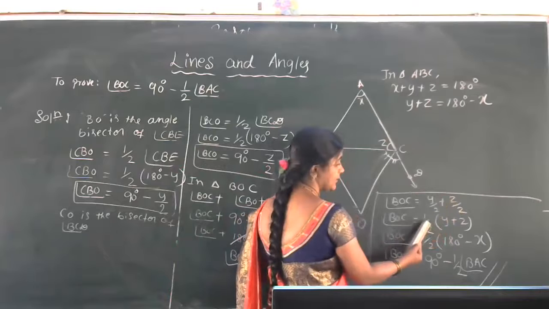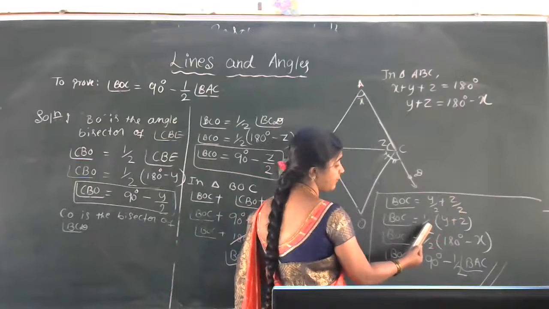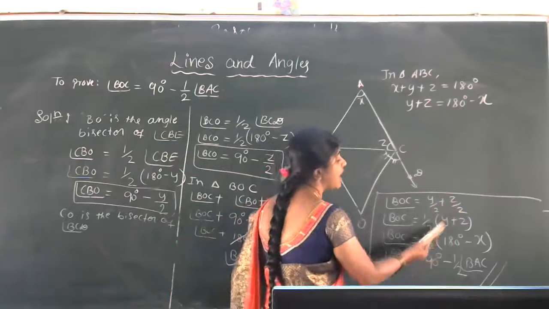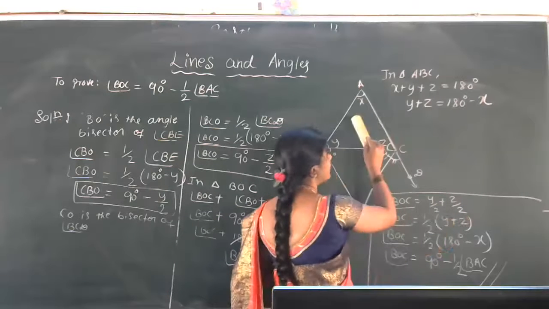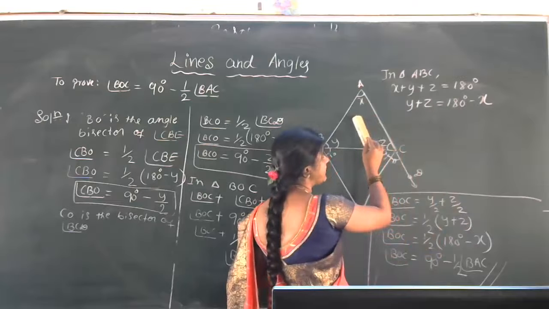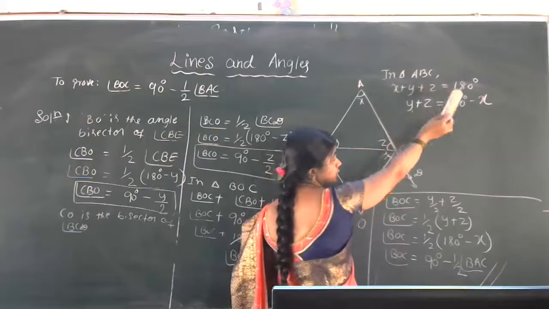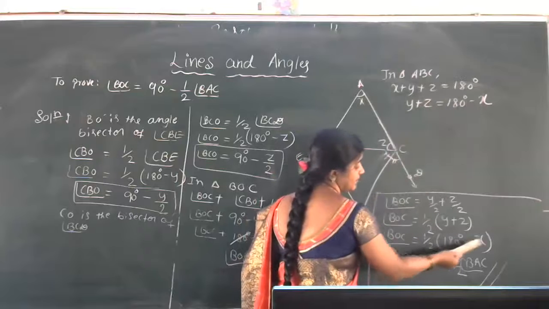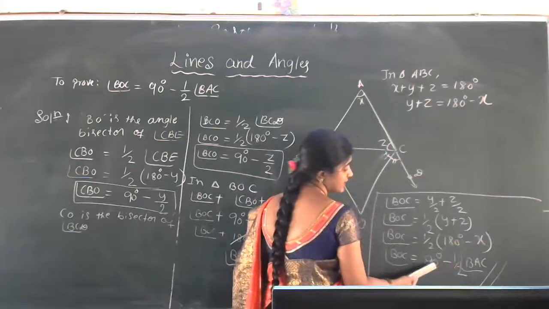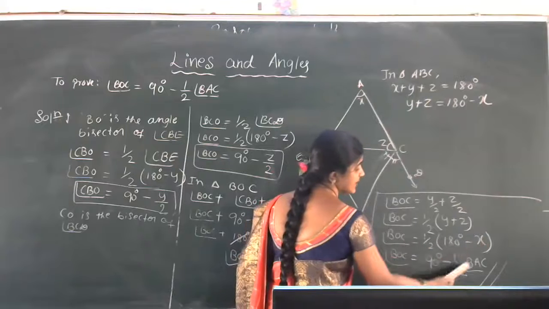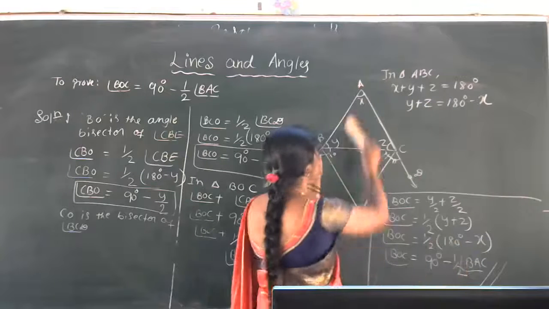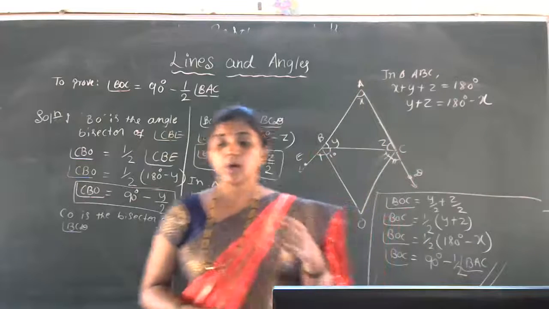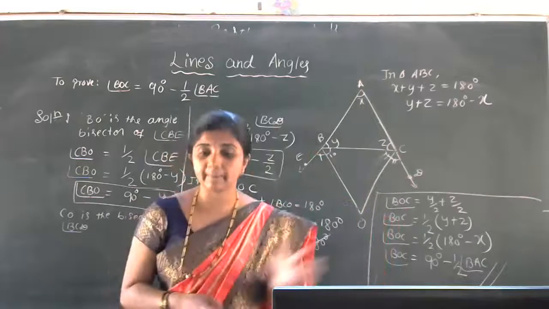In that, 1 by 2 is common. So take the common factor outside, y plus z is inside. Then BOC is half of y plus z. We have to take the help of the triangle angle sum property: x plus y plus z is equal to 180. Therefore, y plus z is 180 minus x. Substitute that 180 minus x here. Then half of 180 is 90 minus half of x. That x is nothing but the total angle BAC. So this is the proof of this second example problem, students.